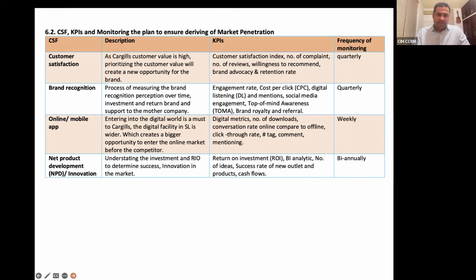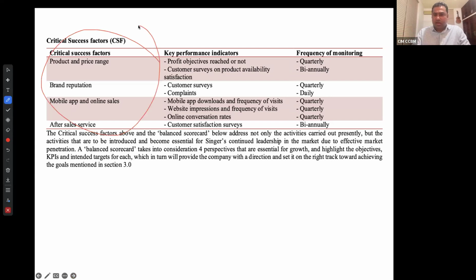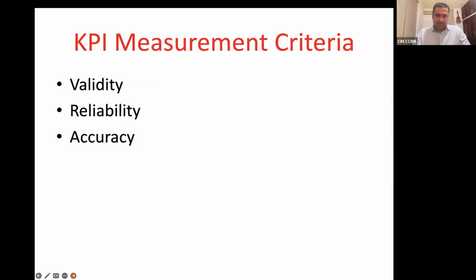Here's another example. You determine the critical success factors, and then you decide how to measure it. This is for the company Singer, and the frequency of monitoring. So I hope it is clear. You need to measure your critical success factors. We call them key performance indicators.